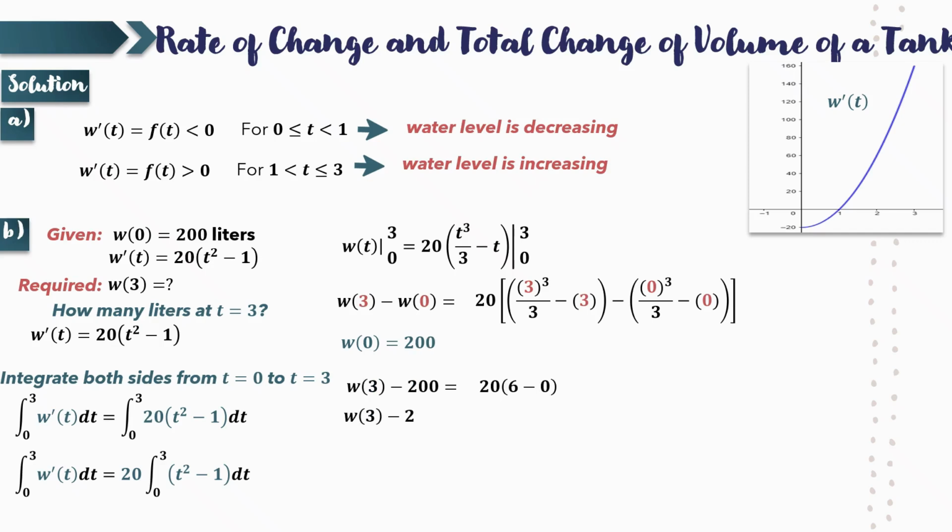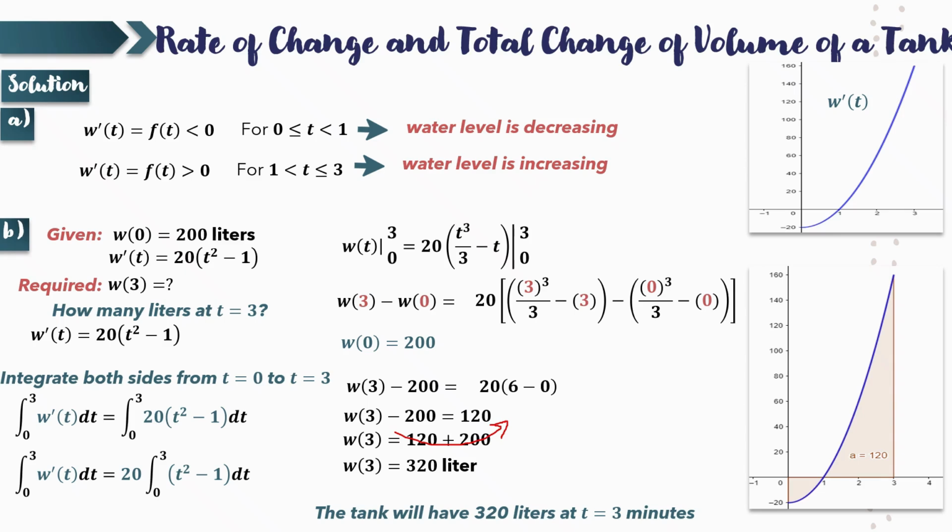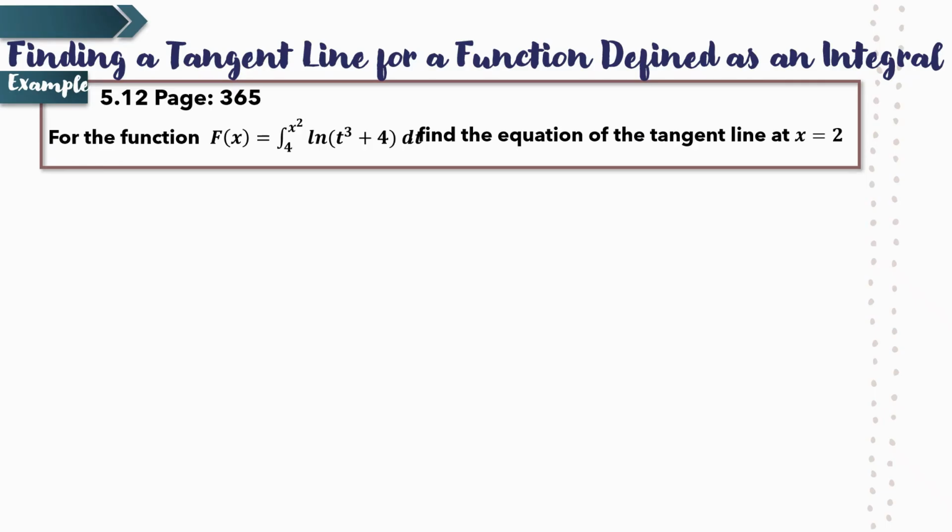When you simplify, you will get your expression like this, and when you transpose your 200 to the other side, negative becomes positive and you will get W of 3 as 320 liters. So at 3 minutes, you get 320 liters. Now let's enter the last question of this short topic.